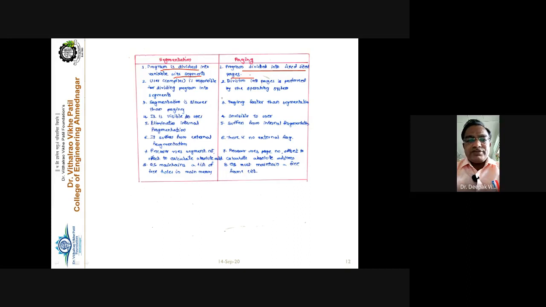So the very first difference is that in paging the process is divided into a number of fixed size pages. The page size is, for example, 4 bytes, fixed. So each page consists of 4 logical addresses. The size is fixed. But in case of segmentation, the size of a segment is variable.